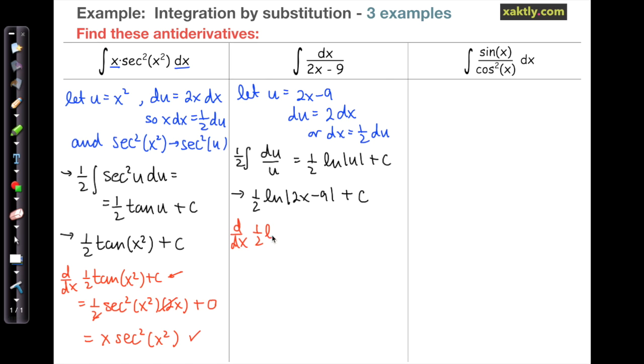Okay, here again, let's just take the derivative of that to make sure, and I'll just speed this one up a bit. But you can see that we take the derivative, use the chain rule, and we get our integrand back, 1 over 2x minus 9.